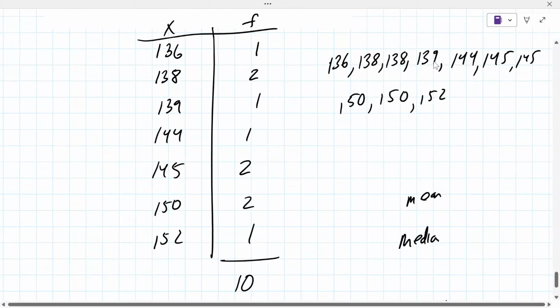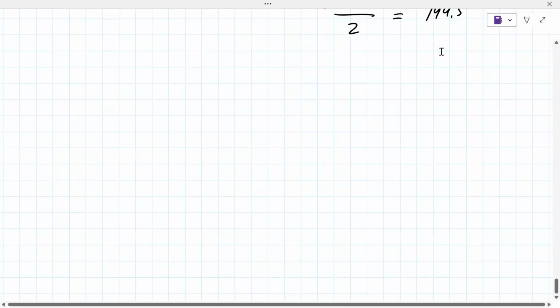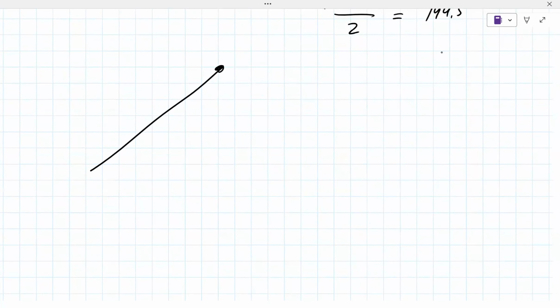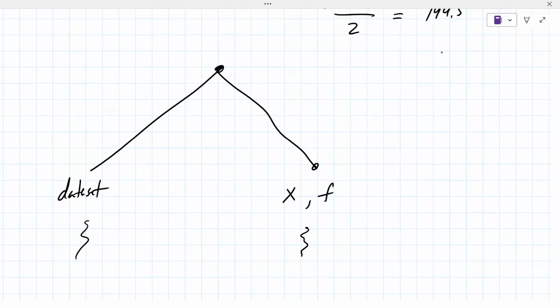Yes. Okay. So just to summarize here, there's two types of problems we did. One's where you're given the entire data set. The other is when you're given the x and the f, and they're two different approaches. So keep that in mind.